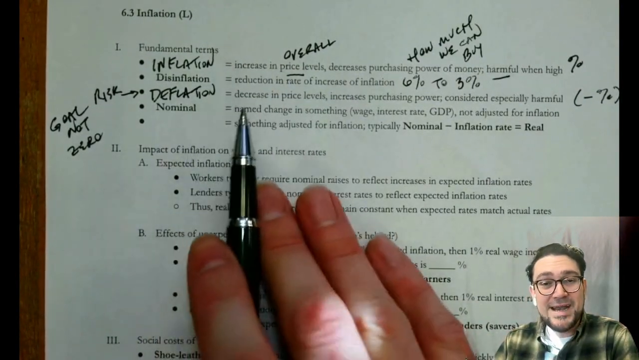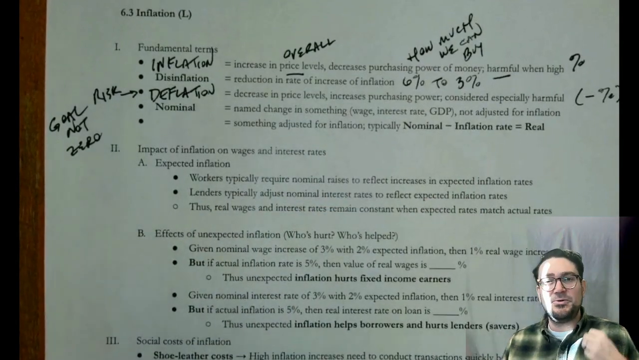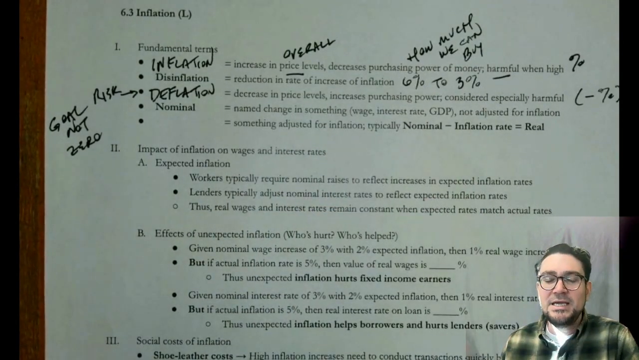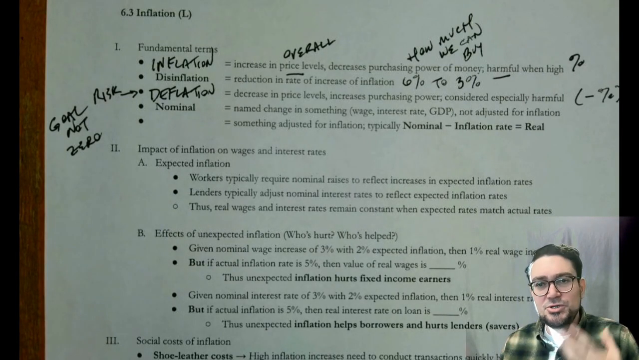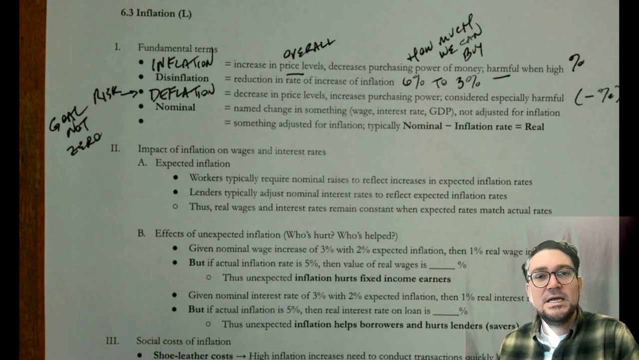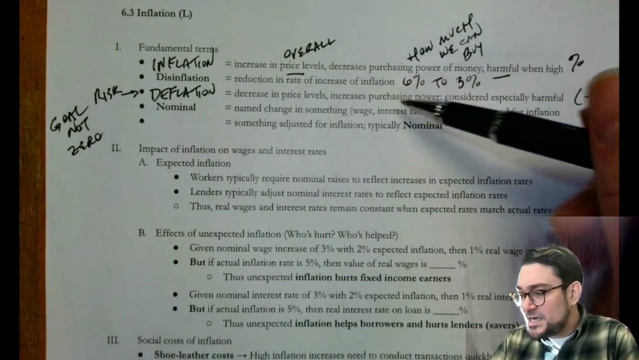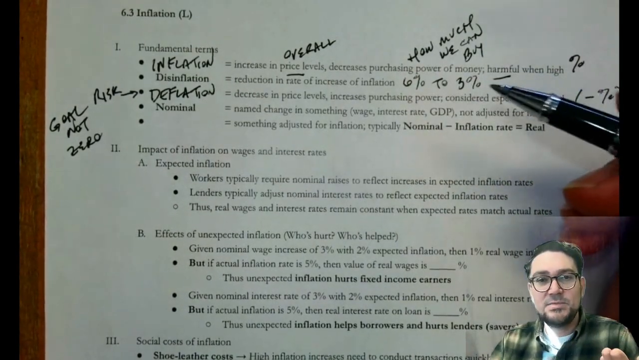We've used them before, nominal and real. Nominal means it's a named change. So if I said it's your nominal change in GDP, it means it's in that named year's prices. If I said it's your nominal change in your wage, it's just the named change. So if I gave you a 10% raise, that's your nominal raise, right, in your wage. If I said it's a nominal interest rate, it just means it's the named interest rate.